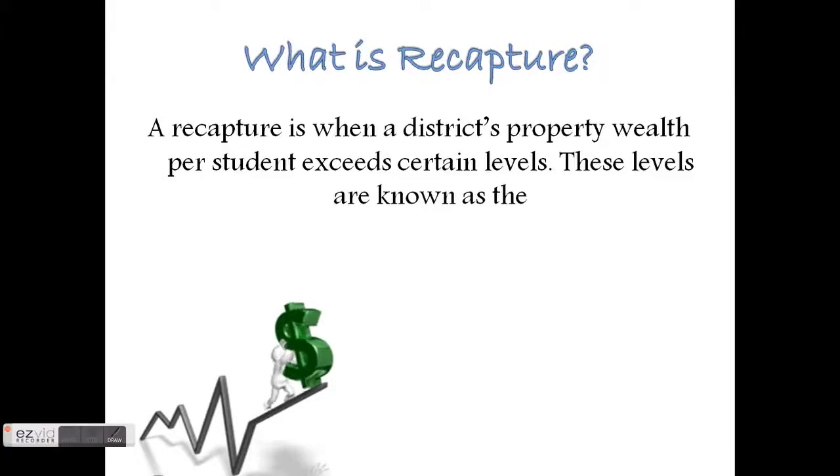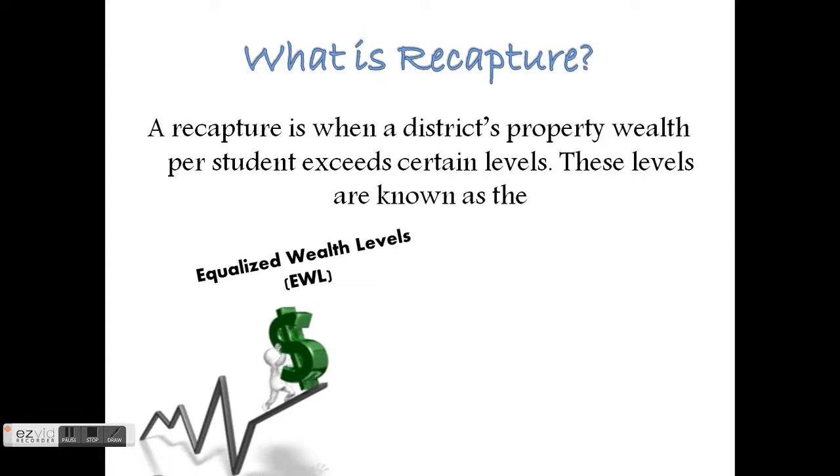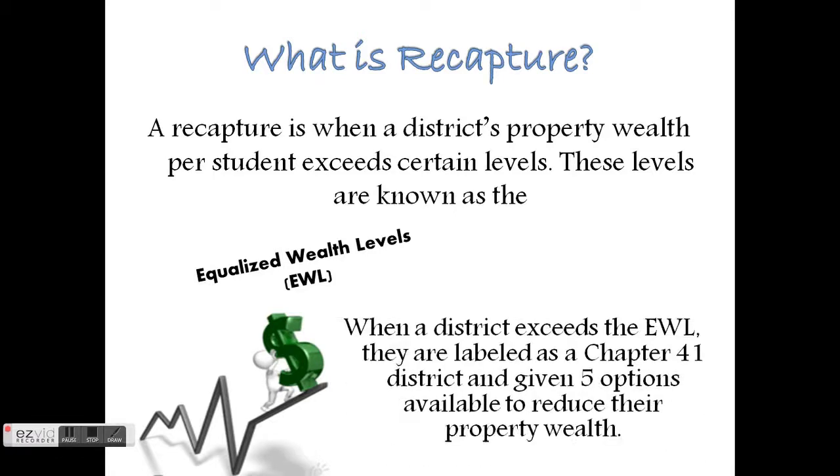So, what is a recapture? A recapture is when a district's property wealth per student exceeds certain levels. These levels are known as the equalized wealth levels. When a district exceeds the equalized wealth levels, they are labeled as a Chapter 41 district, and then they are given 5 options available to reduce their property wealth. Let's look at those 5 options.